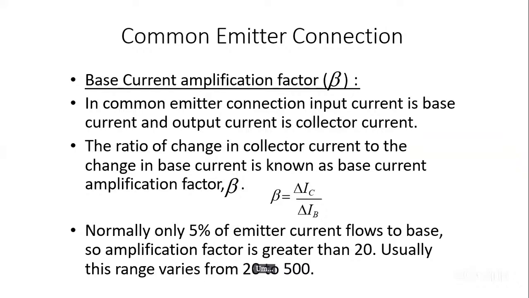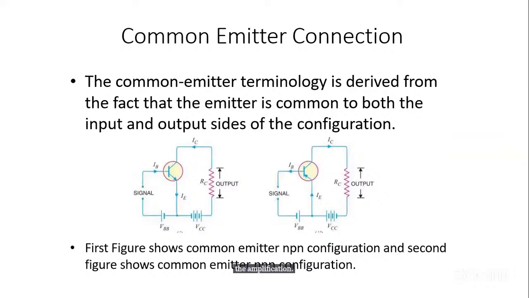For common emitter configuration, the amplification. This is common emitter configuration. In common emitter, the emitter is grounded. The base forms the input signal, while the emitter and the collector form the output signal.